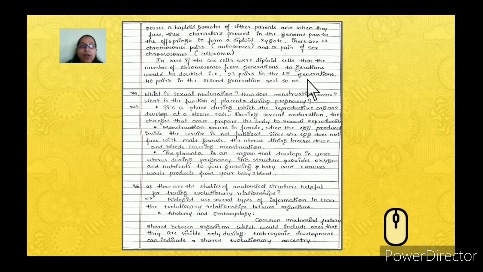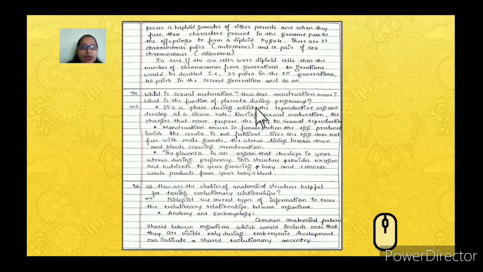That is 23 pairs of the first generation plus 46 pairs in the second generation, and this gets added on to the next generation. So next question is related to what is sexual maturation and how does menstruation occur? What is the function of placenta during pregnancy?